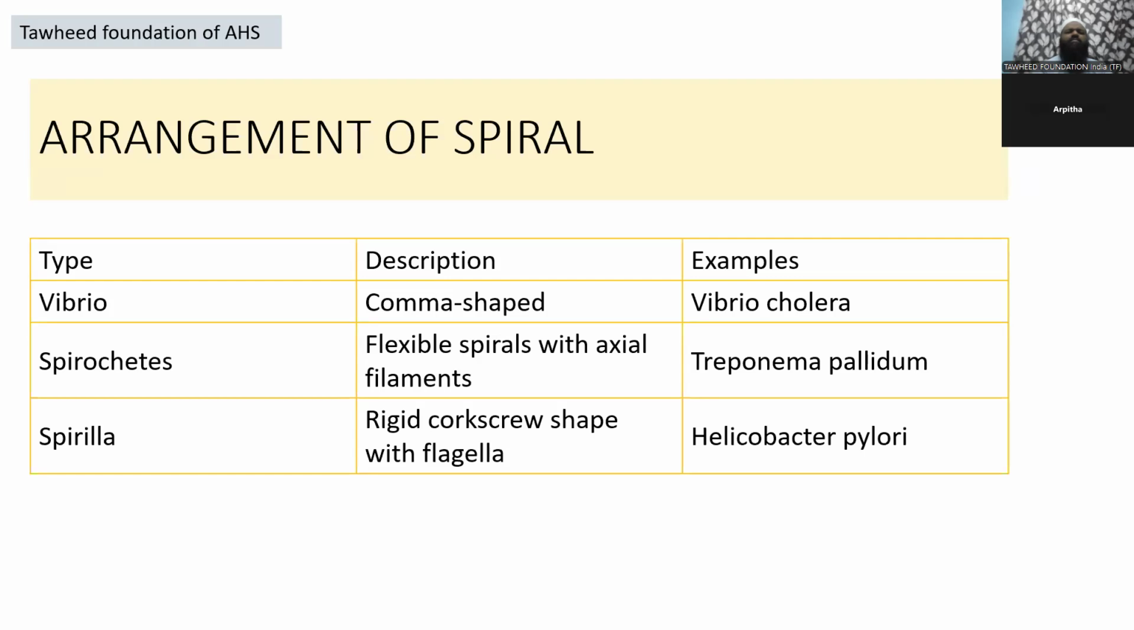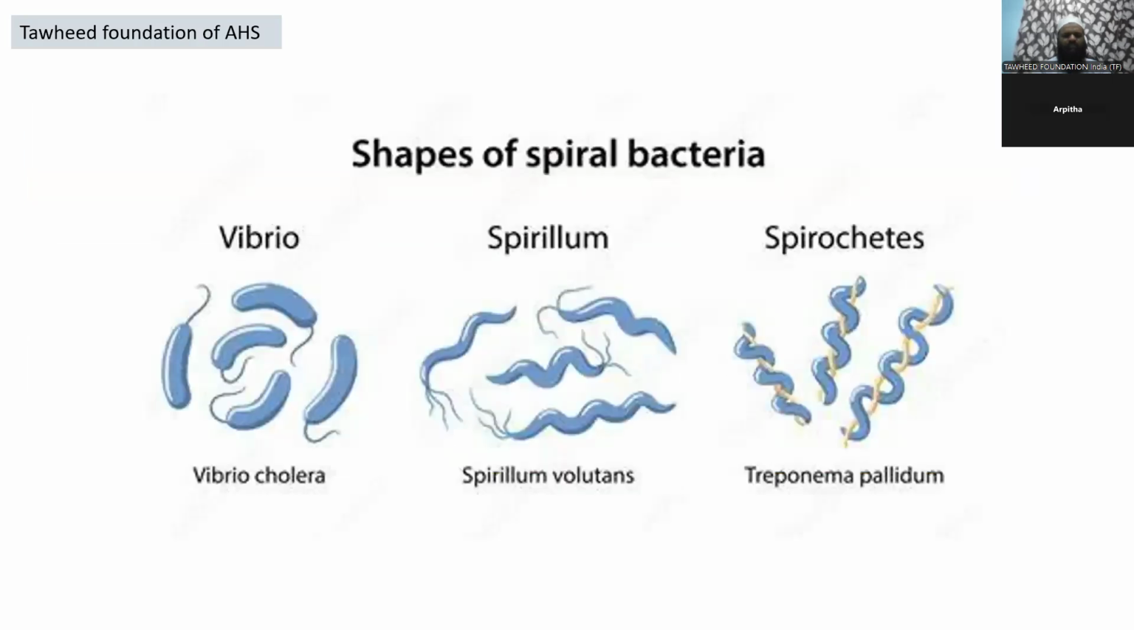Spirochetes have flexible spirals with axial filaments. Treponema pallidum is an example. Spirilla are rigid, cork-screw shaped, like Helicobacter pylori. You can see the differences of organisms here, spirochetes and others.